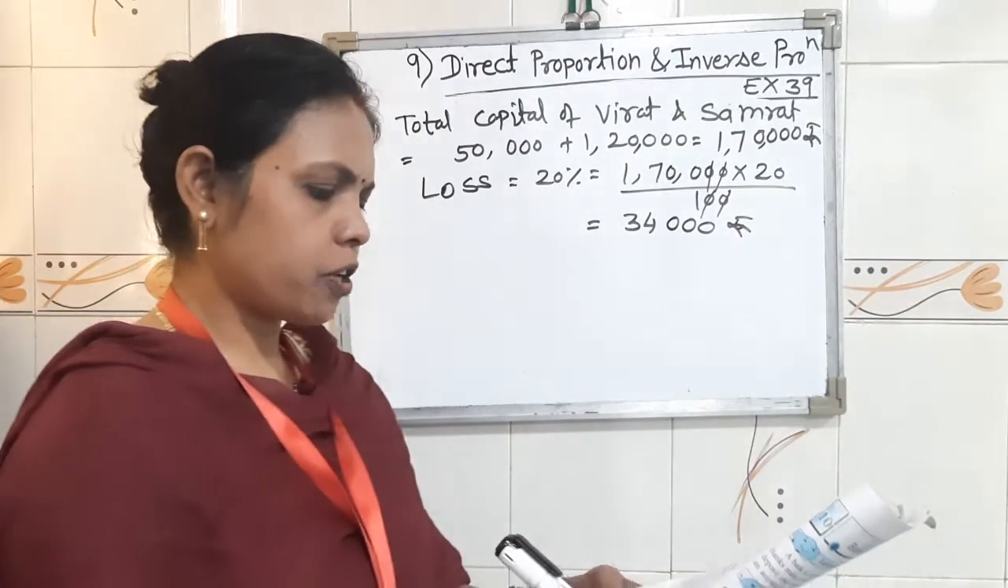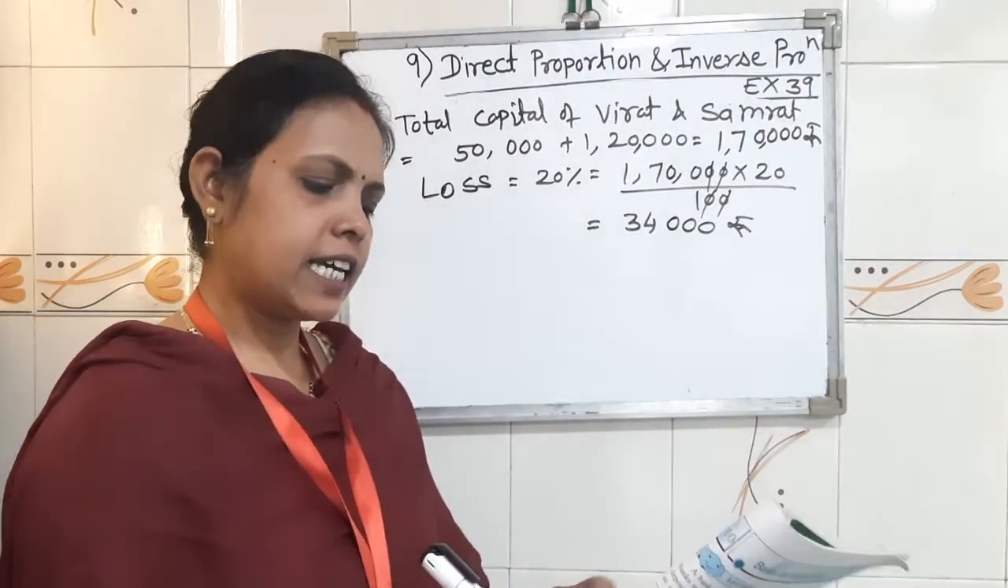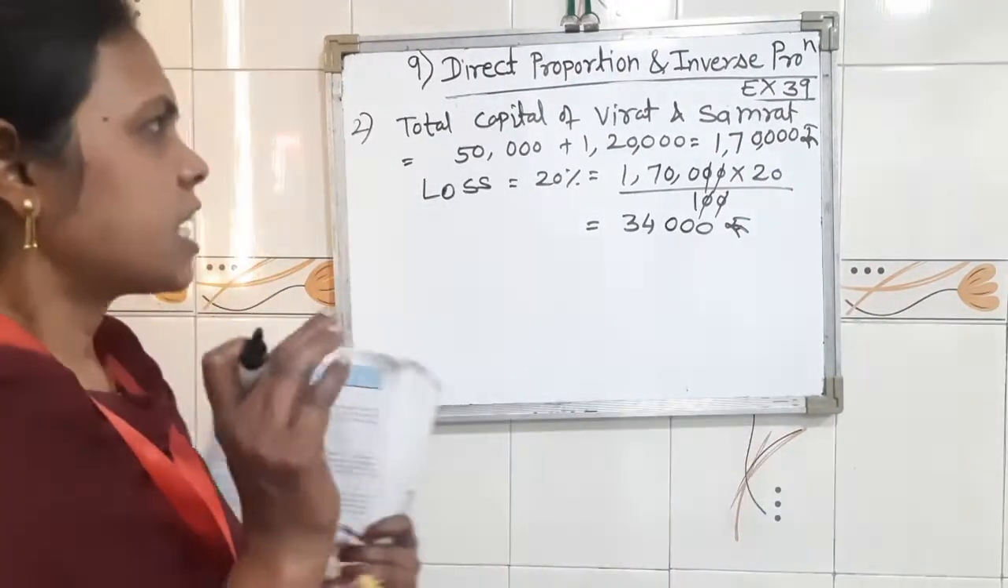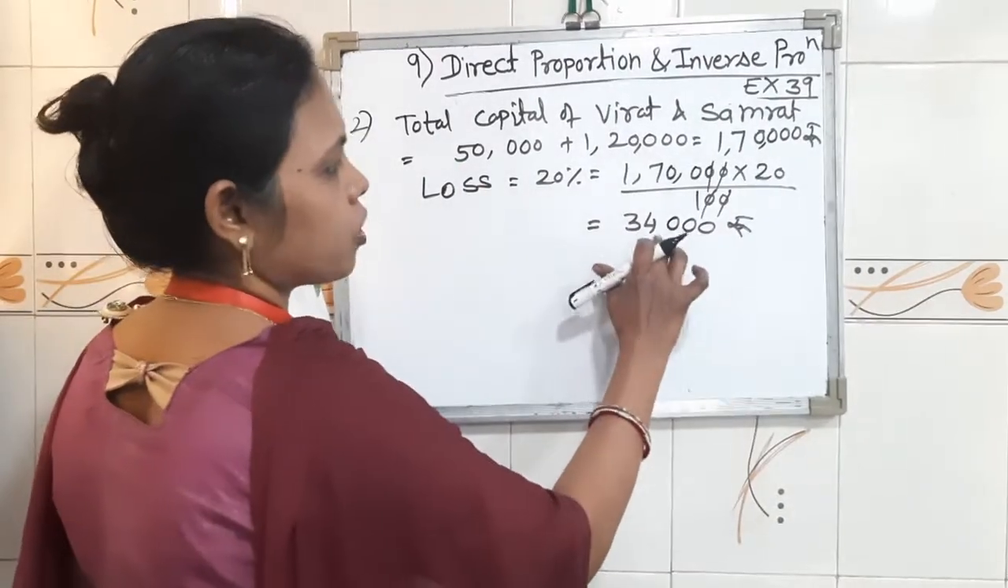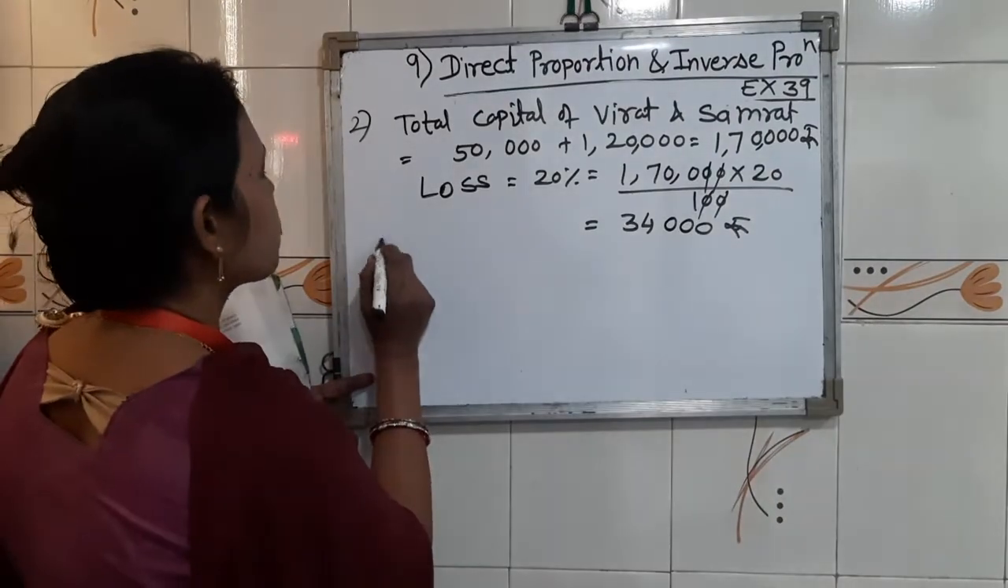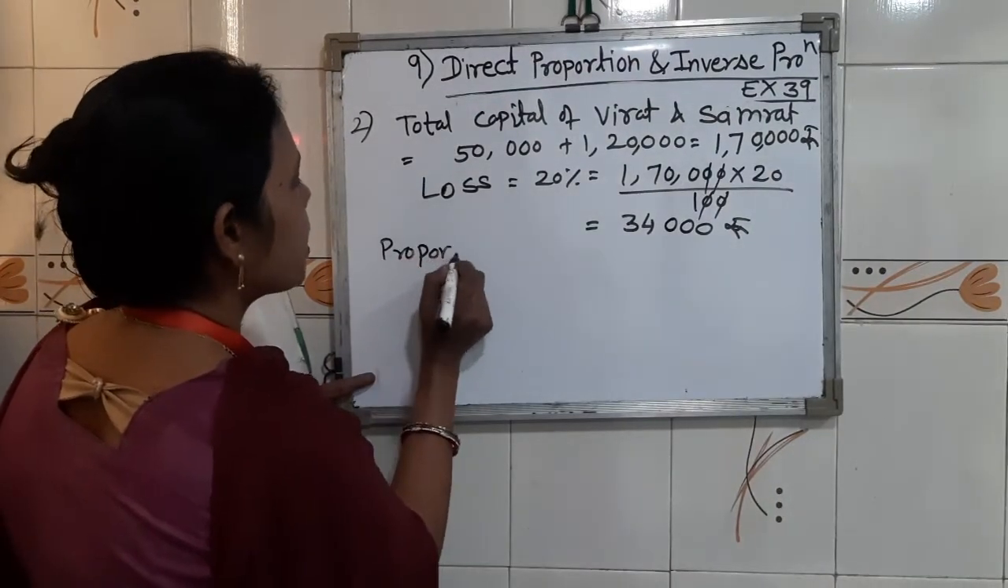After that, what do we want? How much loss did each of them incur? Each of them, how much loss do they get from 34,000? Write down the proportion of their investment.